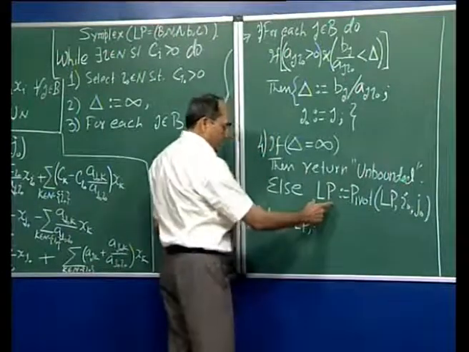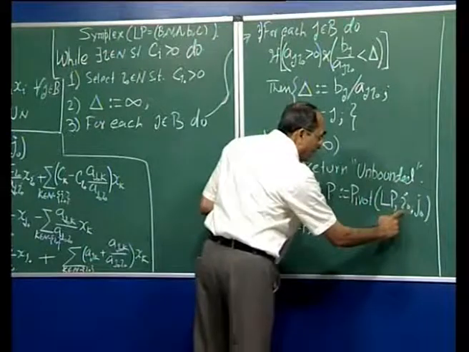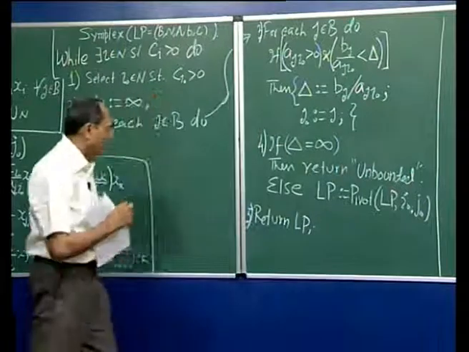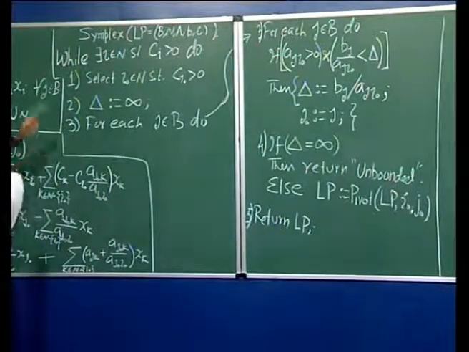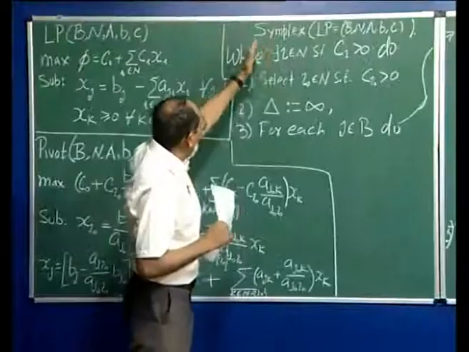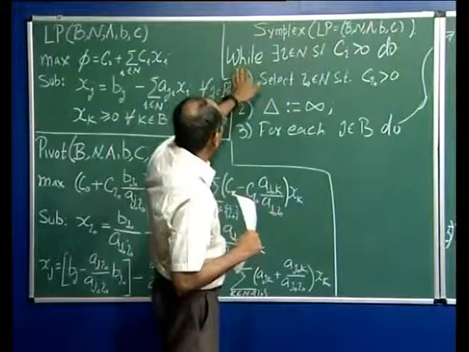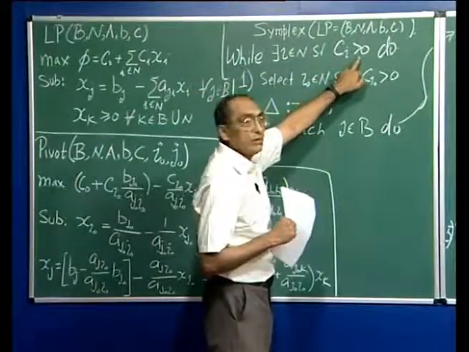So, we find the new value of LP to be the old value of LP and we perform pivot with respect to I0 and J0. Now, let us try to understand what this algorithm is doing. Now, if this while loop terminates, then it will terminate only when all Ci's are less than or equal to 0.